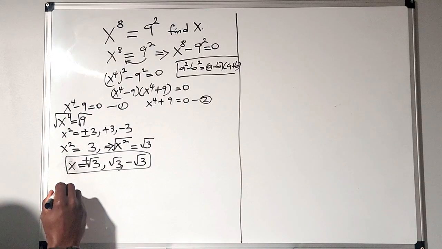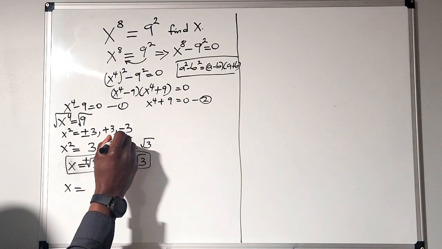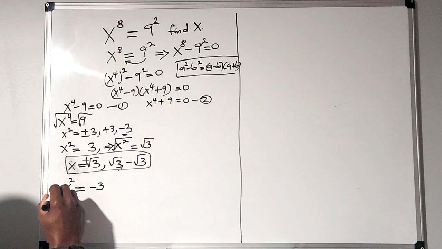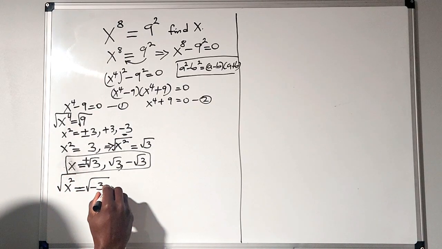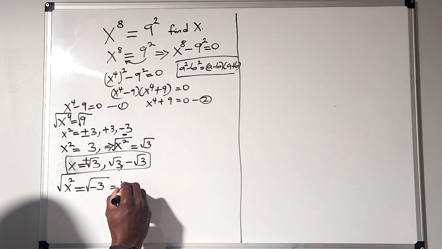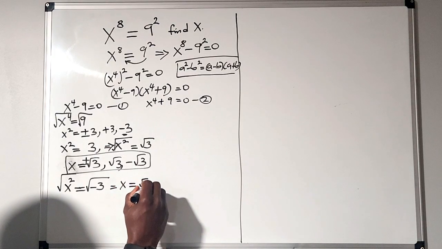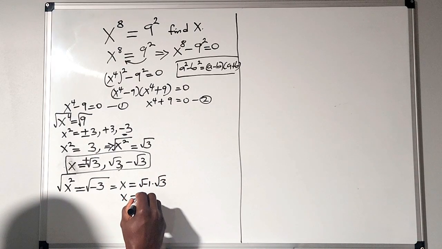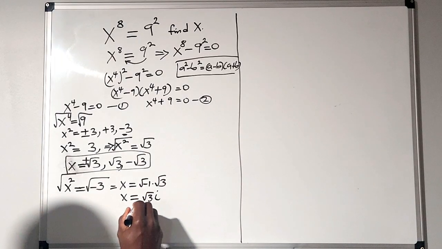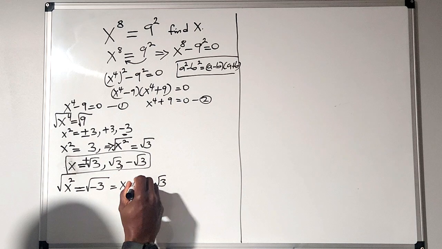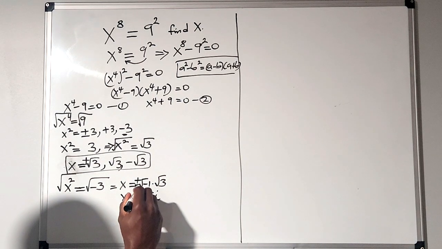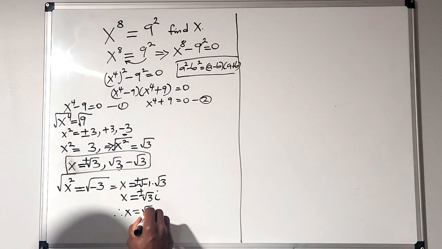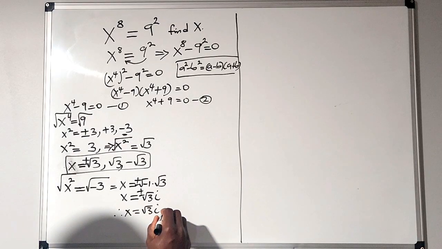And then we also have for the second one, x squared is equal to minus 3. If we take the square root of both sides, we have that x is equal to root of minus 1 times root of 3. x is equal to root 3i. Sorry, plus or minus root 3i. So therefore, x is equal to root 3i and minus root 3i.